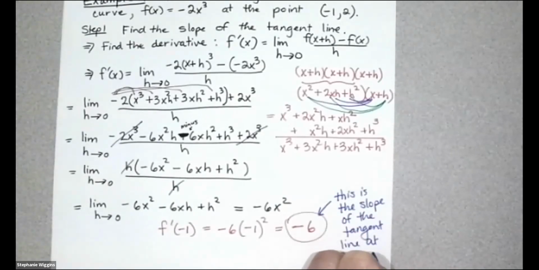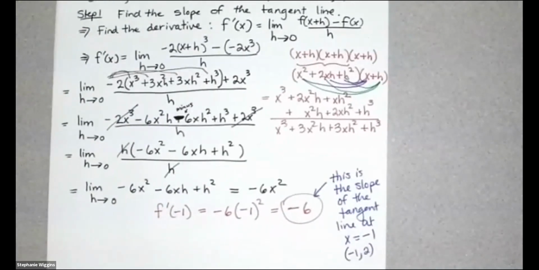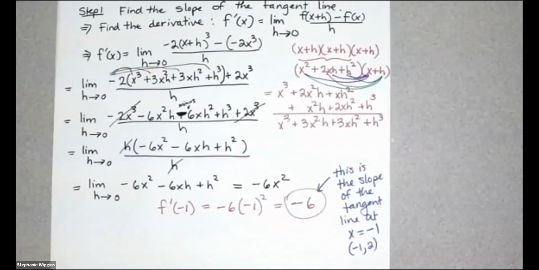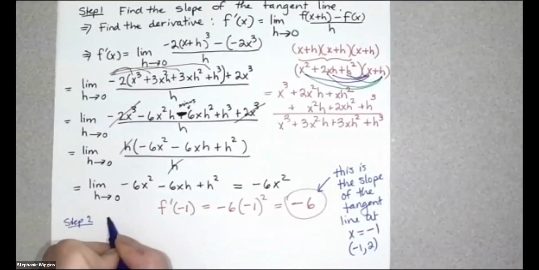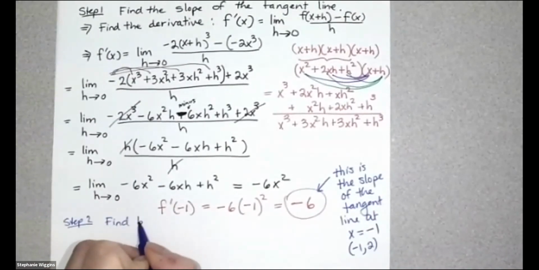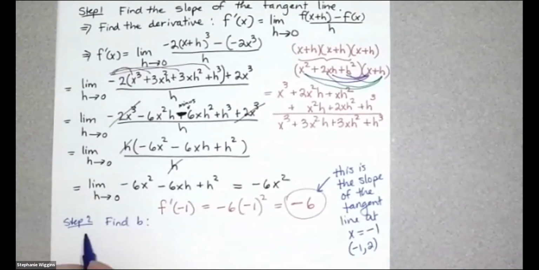At x equal negative 1. In other words, the point negative 1, 2. Okay, so now we just have to, step 2 is find b. So we have y equals mx plus b. We plug in the slope, which is negative 6.